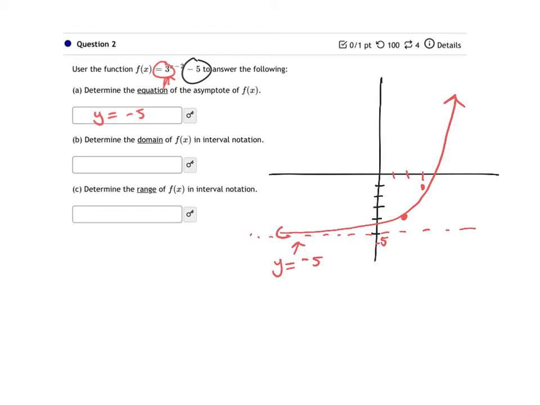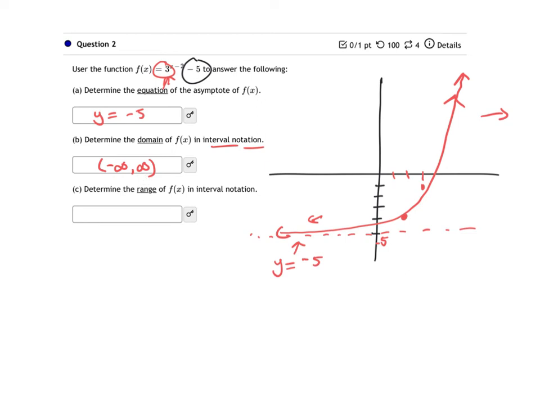So when we talk about the domain, that's all the possible x values. In this case, it goes on forever in this direction, so it can go up to infinity. And the same thing with this one, it can go to -infinity. So if we use interval notation, we say from -infinity to infinity, using parentheses, I'm sorry, not brackets. Whenever you use infinity in interval notation, you always use a parenthesis, never a bracket.